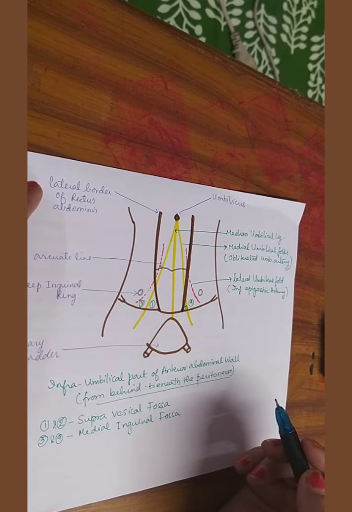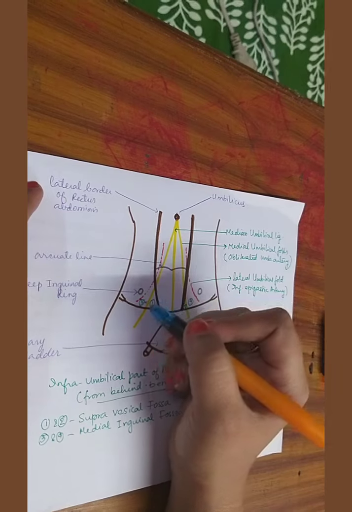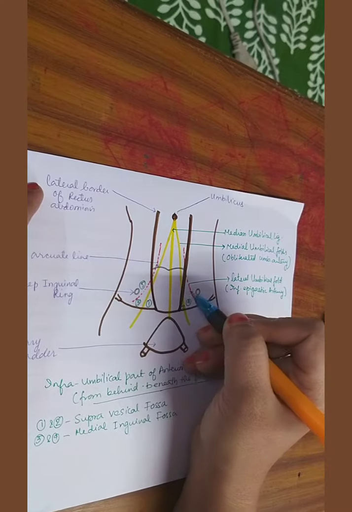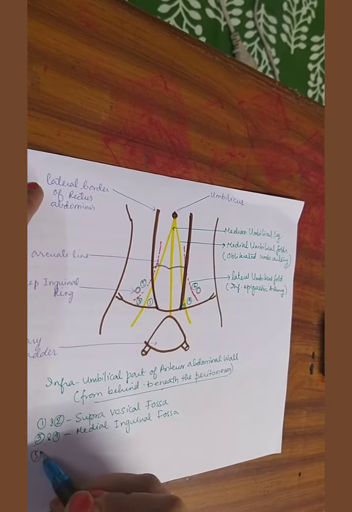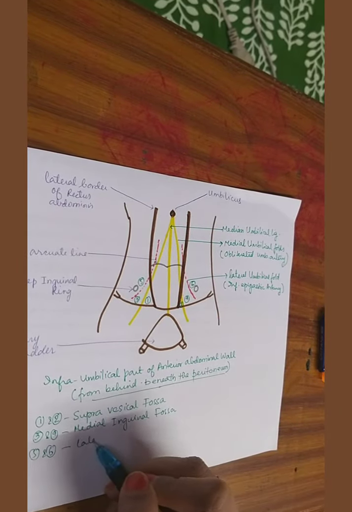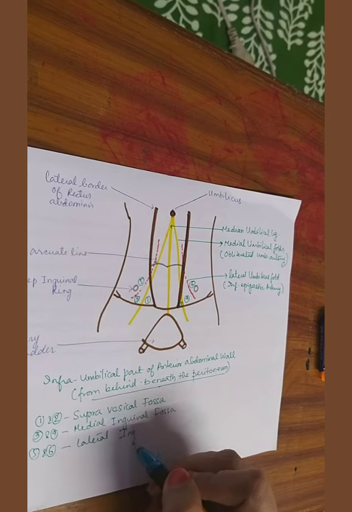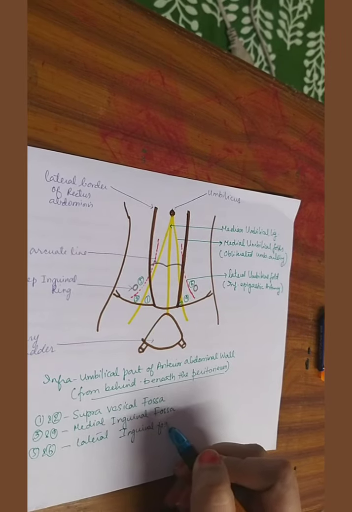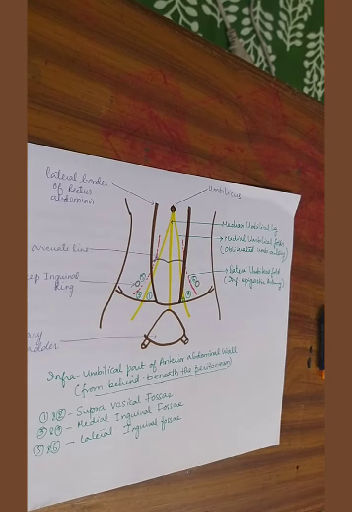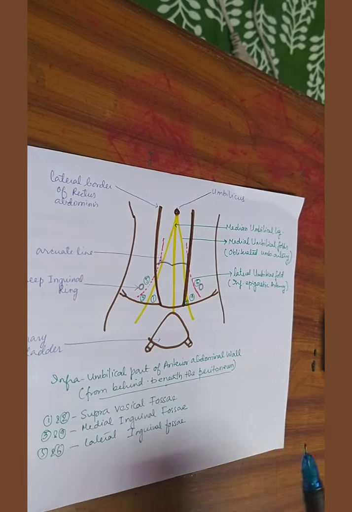And then we have a pair of lateral inguinal fossae, 5 and 6. The lateral inguinal fossae lie outside the lateral umbilical fold, overlying the position of the deep inguinal ring.